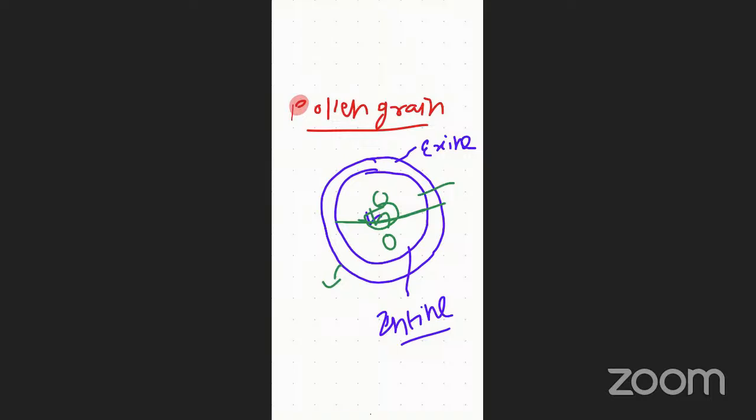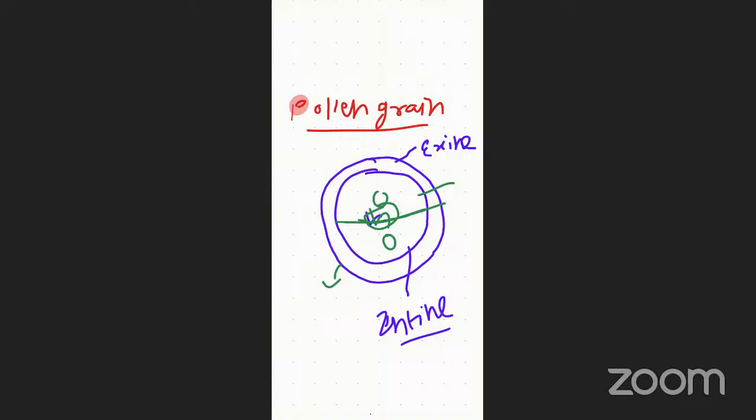Yes, sir. Simple. The pollen grain is microscopic, with variation in shape and size. It is unicellular and uninucleate, remember once again, unicell and uninucleus, covered by two layers: the outer exine and the inner intine, right?